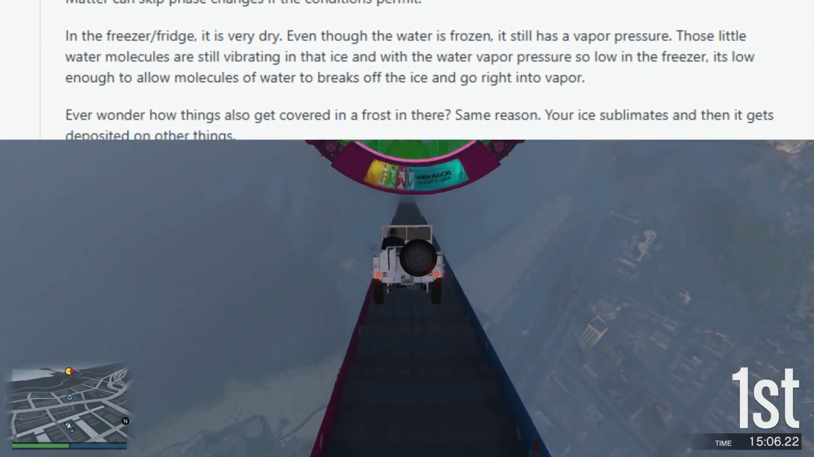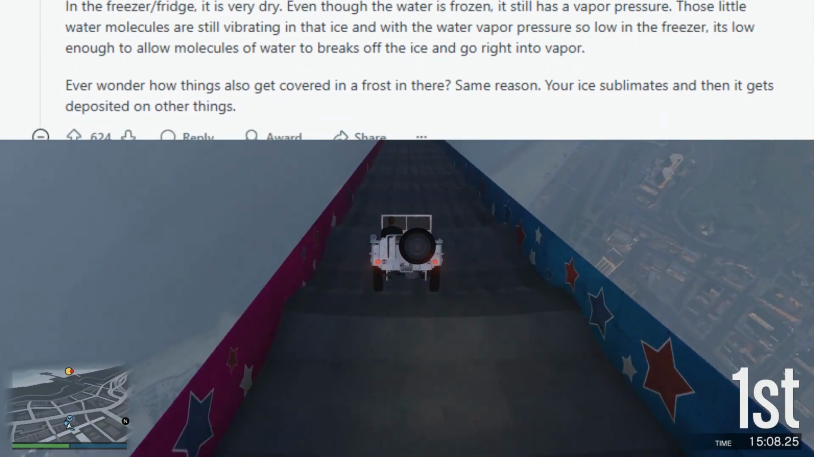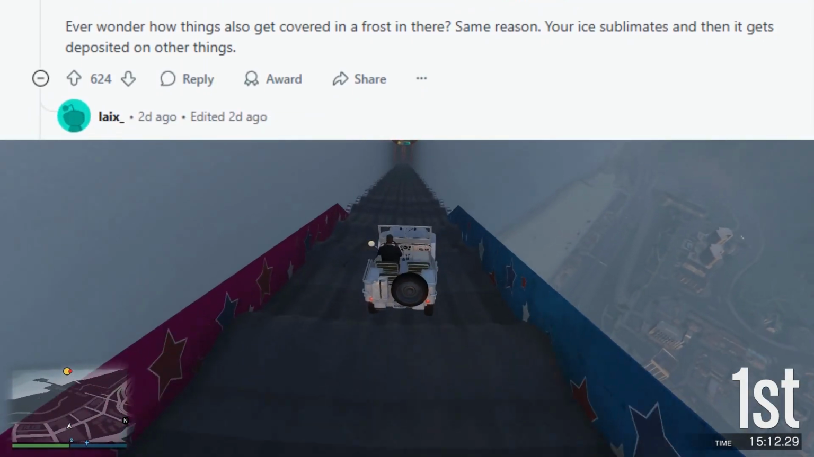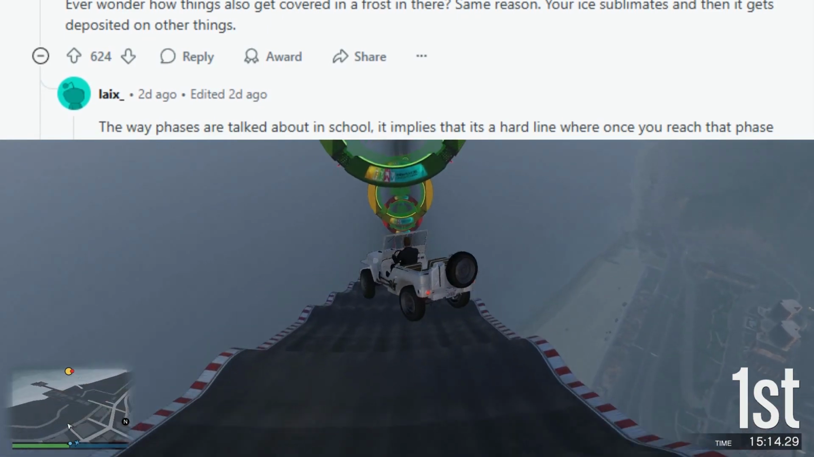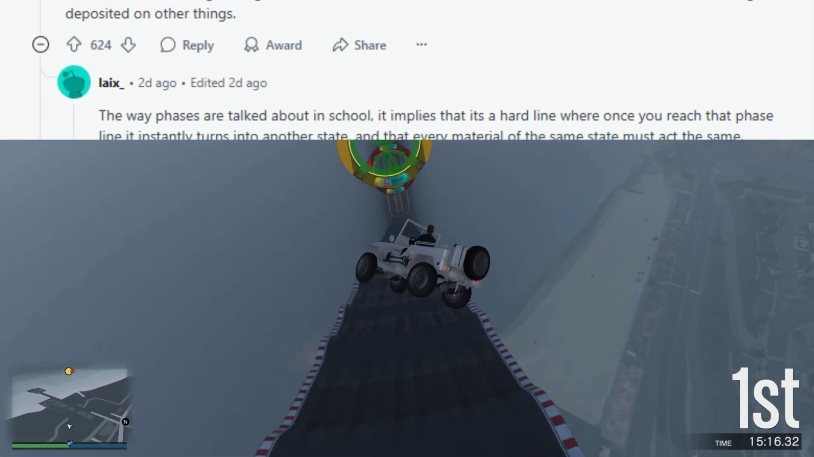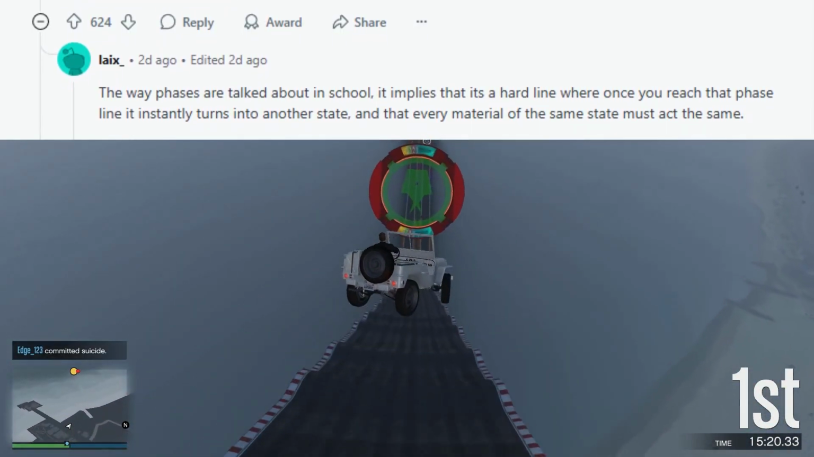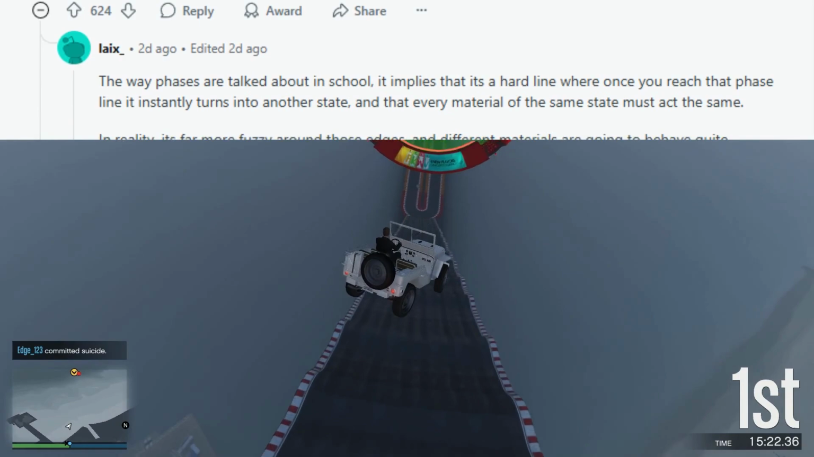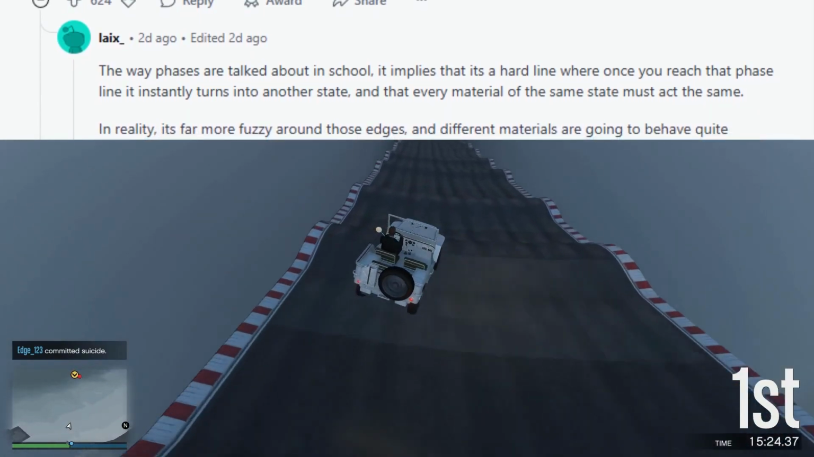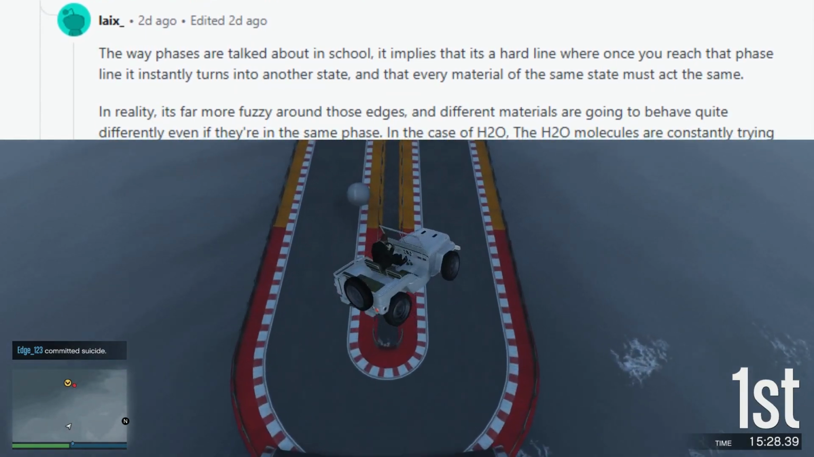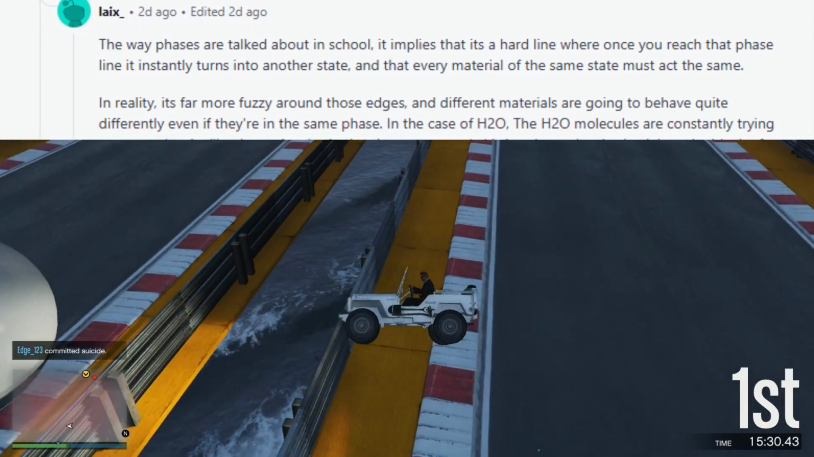Ever wonder how things also get covered in frost in there? Same reason. Your ice sublimates and then it gets deposited on other things. The way phases are talked about in school, it implies that it's a hard line where once you reach that phase line it instantly turns into another state, and that every material of the same state must act the same. In reality, it's far more fuzzy around those edges, and different materials are going to behave quite differently even if they're in the same phase.